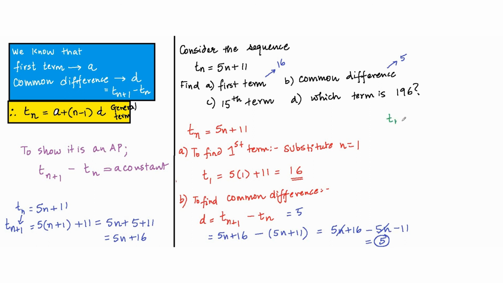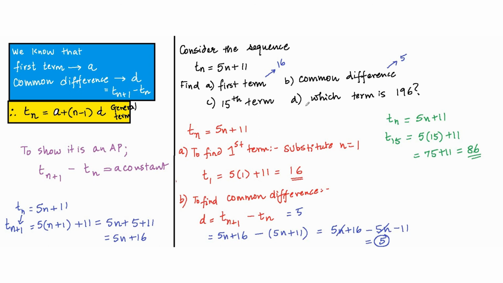I need to find the 15th term. So I know that Tn is equal to 5n plus 11. So to find T15, which is the 15th term, I will have to substitute n as 15. So this becomes 5 times 15 plus 11, which is 75 plus 11, equal to 86. This is my 15th term, right? So this is the power of the general term. It helps me find any term that I want in the AP.